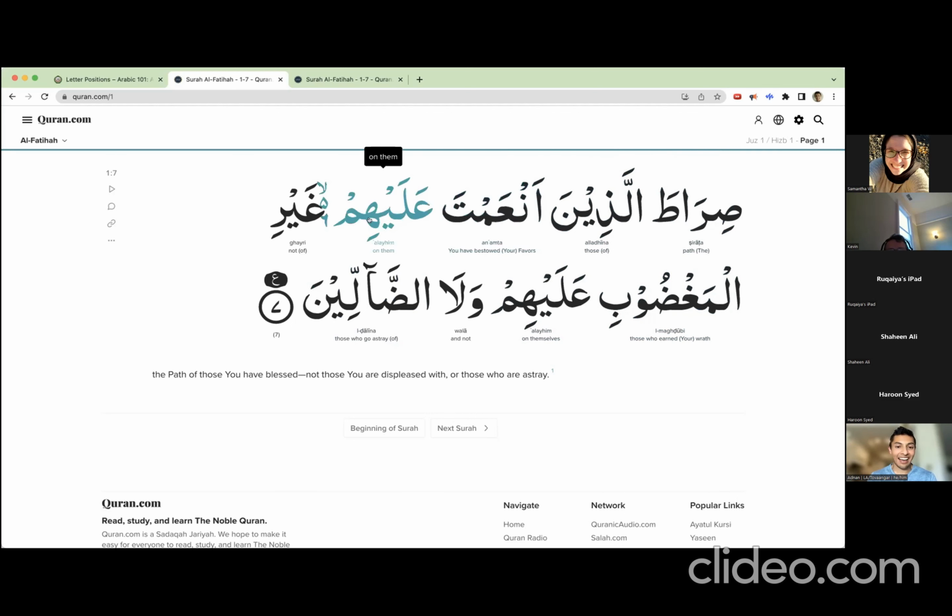Anamta alayhim. But here it's passive. Not who have, no, more like who have anger upon them. A lot of the translations say the path of those whom you have blessed, not those you are displeased with. But the actual Arabic doesn't say who is doing the displeasing. It has this very passive quality, who have anger upon them.